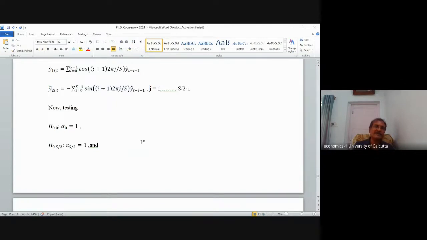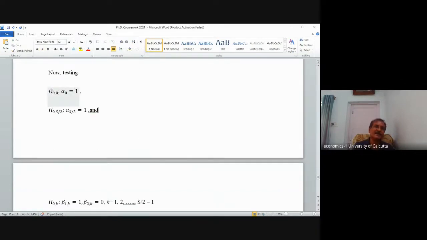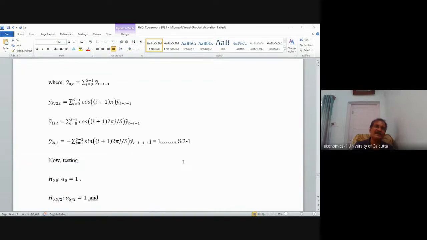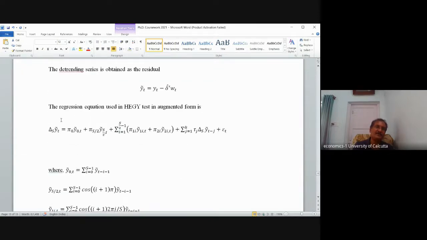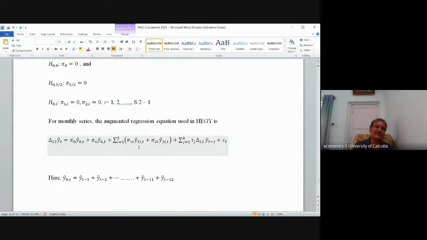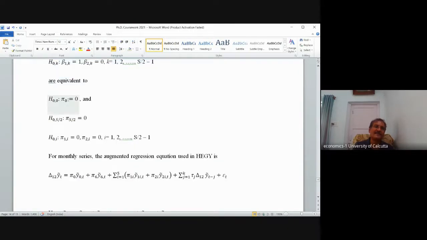So our null hypothesis was originally alpha naught equal to 1, alpha s by 2 equal to 1, and this. So we can rewrite the null hypothesis in terms of pi, the augmented form in detrended series. Coefficients we have expressed in terms of pi naught, pi s by 2, etc. So you can rewrite the null hypothesis in terms of pi as, this is the first null hypothesis.